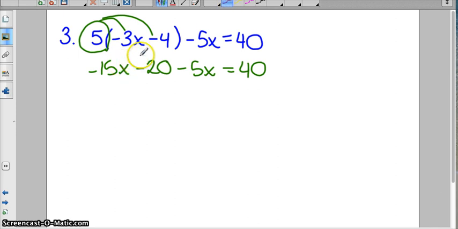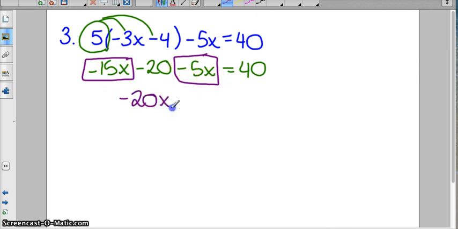And now that we've distributed, we combine like terms. So I have a negative 15x here and a negative 5x there. So that's negative 15x minus 5x, which is negative 20x. There's nothing to combine this negative 20 with, so I'm going to just bring it down and write minus 20 equals 40.